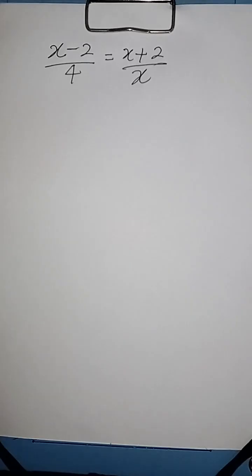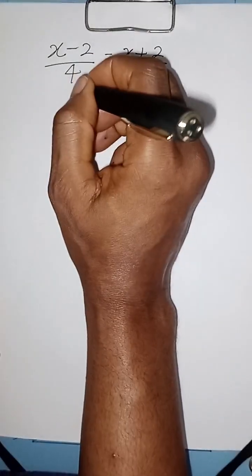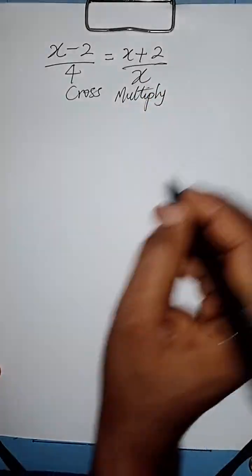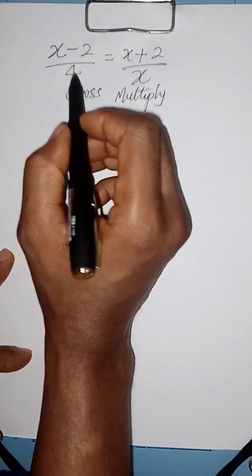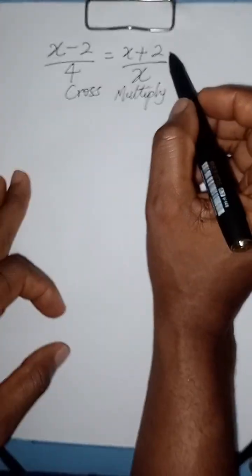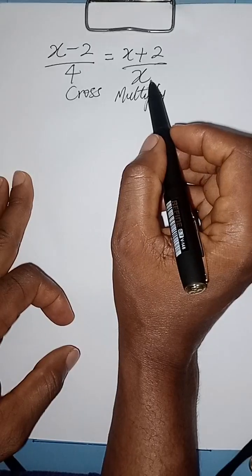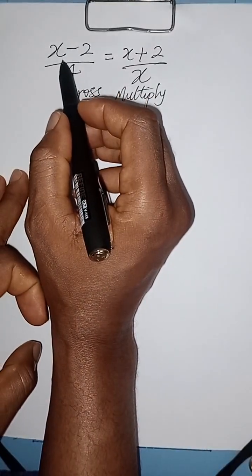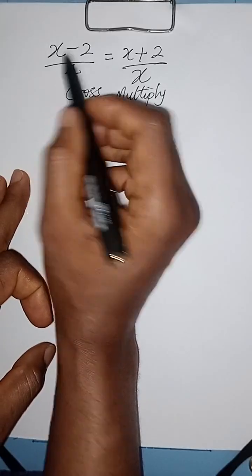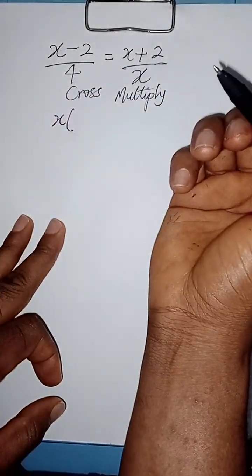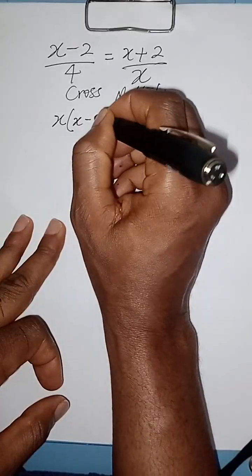Now this is another quadratic equation. When you're looking at it, you'll be thinking it's a linear equation, but it's not. If you have a question like this, the first step is to cross multiply. Now the cross multiplication is you use the denominator of the left hand side to multiply the numerator of the right hand side of the equation, and use the denominator of the right hand side of the equation to multiply the numerator of the left hand side of the equation. So I'm going to have this x multiplying x minus 2.